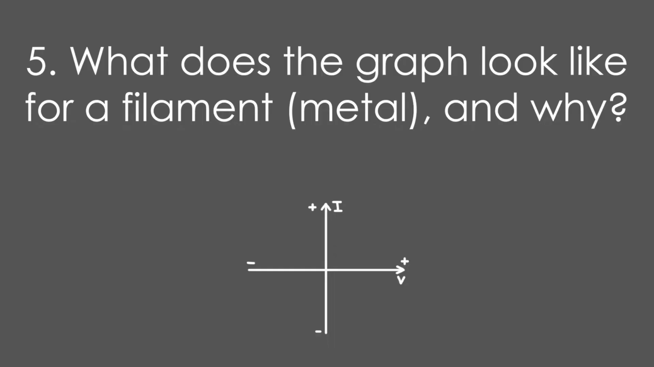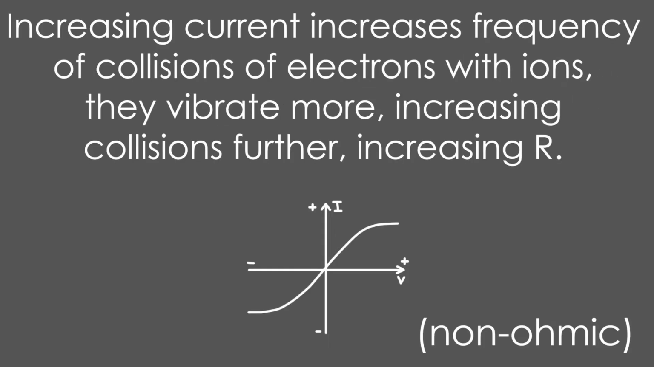5. What does the graph look like for a filament, that is a piece of metal, and why? It's a curved line. The current doesn't increase as much at higher PDs. That's because electrons flow and they collide with the ions in the metallic lattice. The temperature increases and they vibrate more. Increasing the current increases the frequency of these collisions, therefore increasing the resistance. And yet, because it's not a straight line, we say it's a non-ohmic conductor.